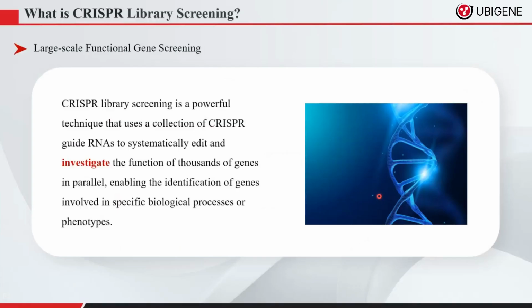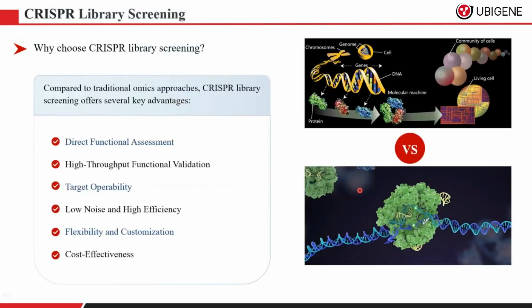So first question, what is CRISPR screening? CRISPR screening is a large-scale functional gene screening. It is a powerful technique that uses a collection of CRISPR guide RNAs to systematically edit and investigate the function of thousands of genes in parallel, enabling the identification of genes involved in specific biological processes or phenotypes.